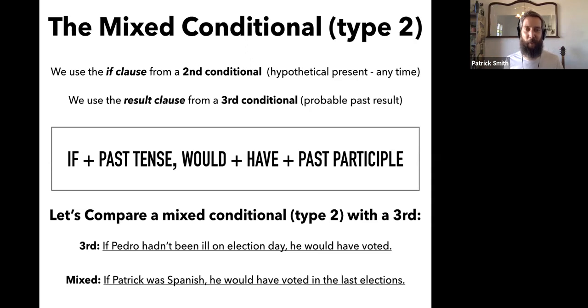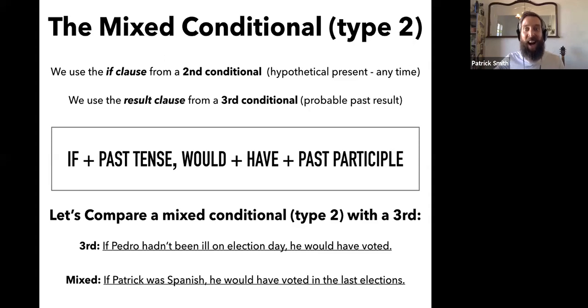Now, it's weird to write about myself in the third person, but here we go. If Patrick was or were, no problem. If Patrick was or were Spanish, he would have voted in the last elections. So do you remember at the beginning of the presentation, in fact, a couple of times, I mentioned this idea of the anytime present, you know, Barcelona is on the coast. It was there yesterday, it is tomorrow. It's the same with me not being Spanish, yeah? I wasn't Spanish yesterday, I'm not Spanish today, I'm not going to be Spanish tomorrow. It's this anytime present. So say, si fuera, yeah?